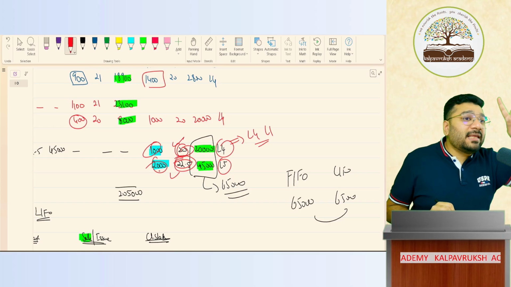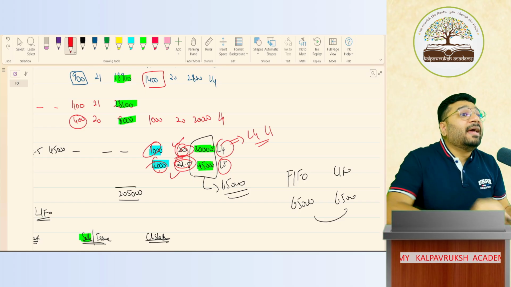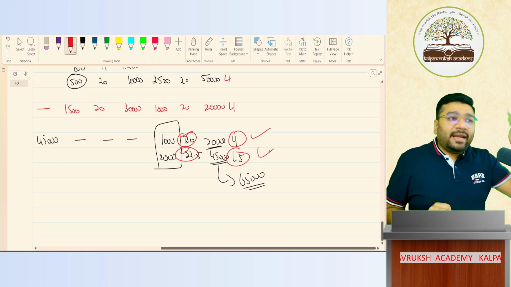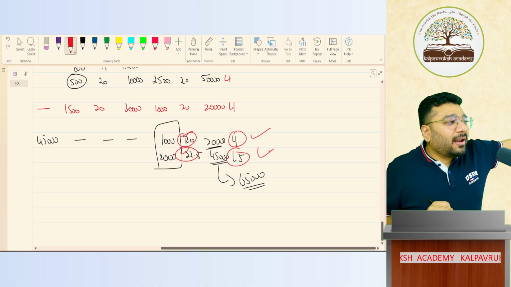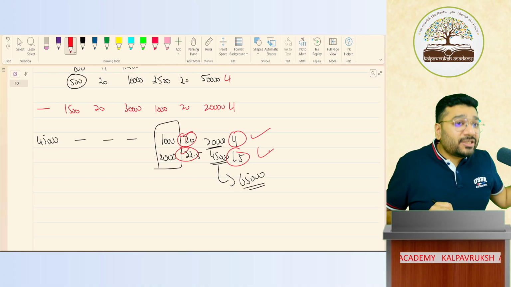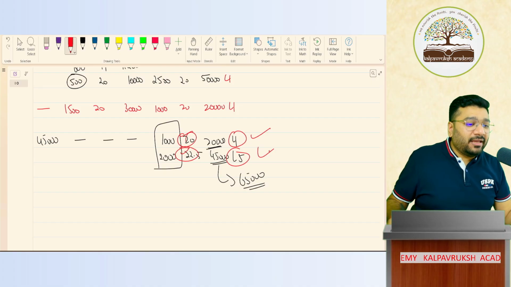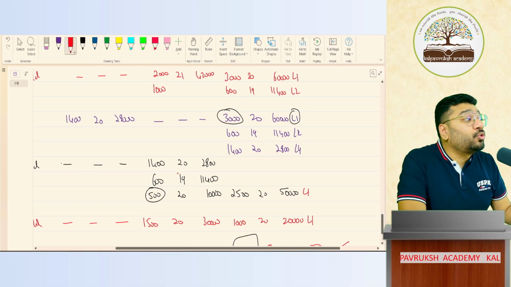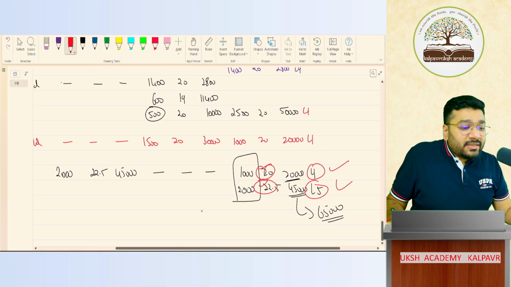In FIFO method, which lots are pending in the closing stock? L4, L5. Here, which lots are pending? L1, L5. Now, if the rate changes, will the value change or not? It will change. So in this question it is a coincidence that it is matching. Got it, not got it? Okay. Please tell me, what is the cost of goods sold?